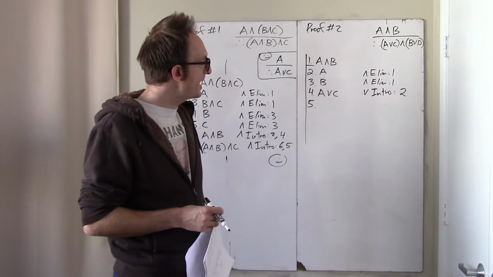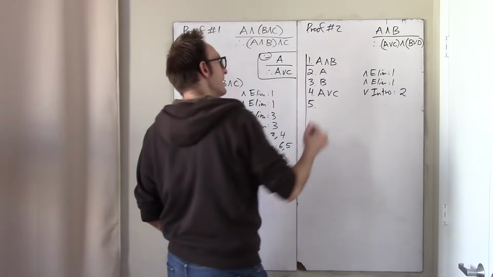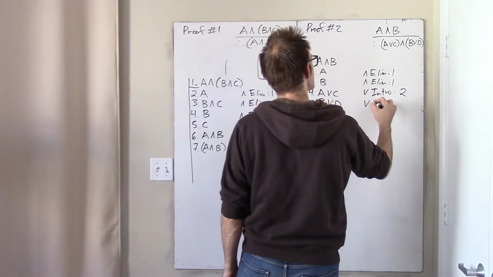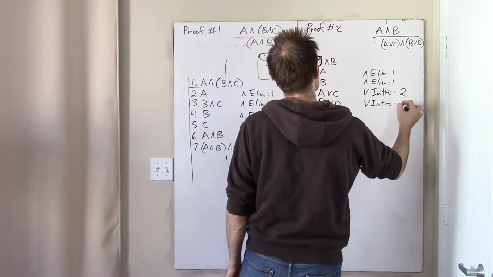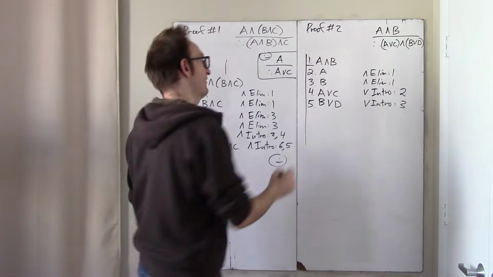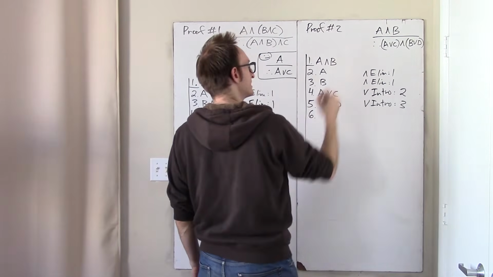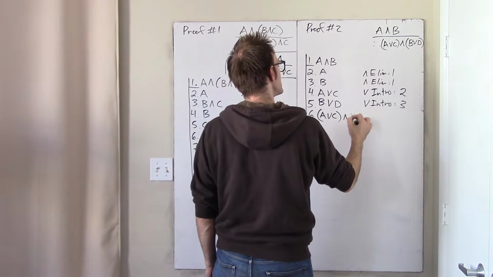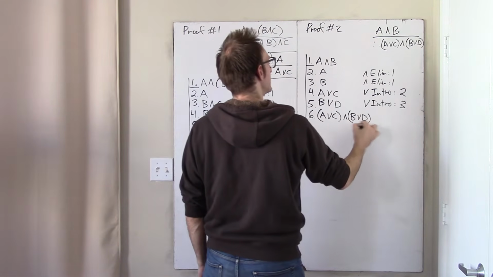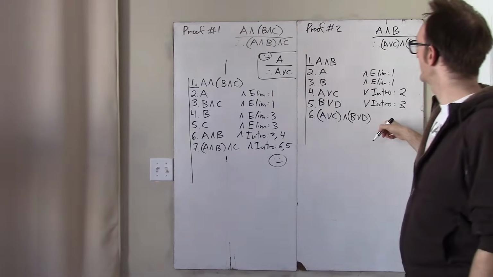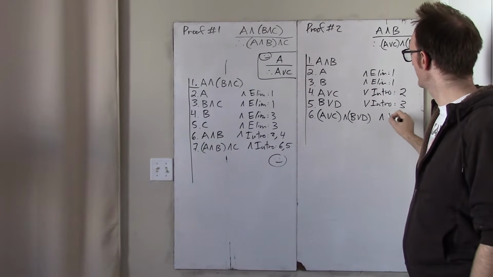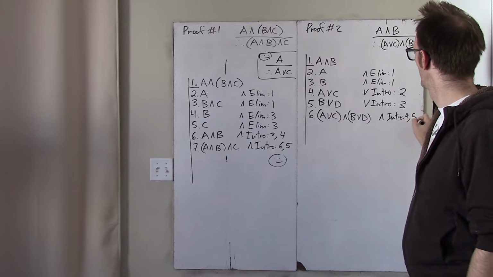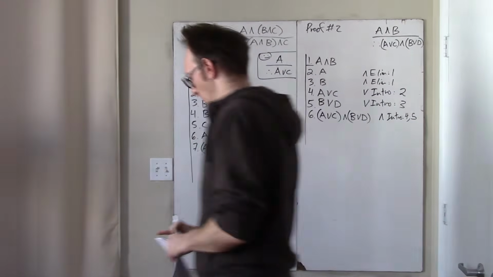Where was I going? Oh yeah, I'm going to or on a D to this B, reason: or intro, line 3. And finally, in line 6, this says that A or C and B or D, and that is coming from the rule and intro, lines 4 and 5. And so we win.